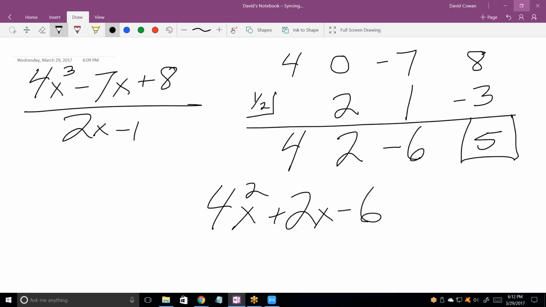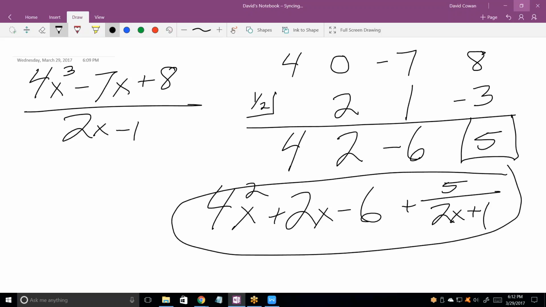Instead of writing a remainder, I'm going to say plus 5 divided by our divisor. That's our answer. You don't need to necessarily say with a remainder of 5. You take any remainder you have and you divide it by your divisor. Whoops, that's minus 1, not plus 1. I've been making that mistake a lot today.